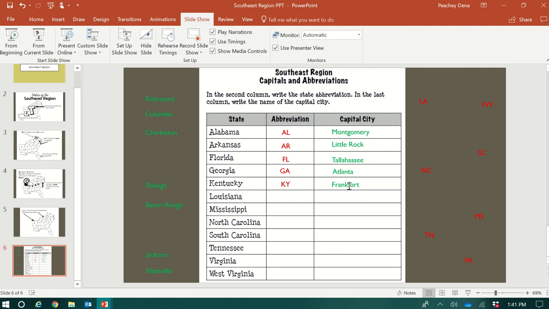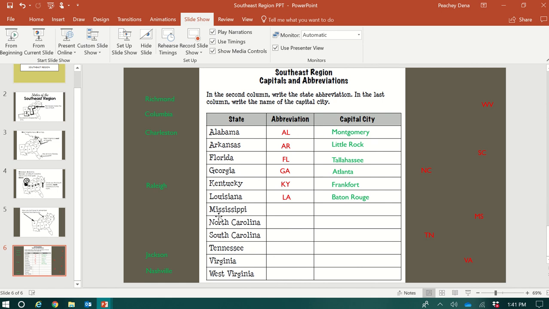All right, check out Louisiana. It is the same thing, first letter, last letter. So the abbreviation is LA. And then see if you can come up with the capital city of Louisiana. Okay, if you said Baton Rouge, you are correct.